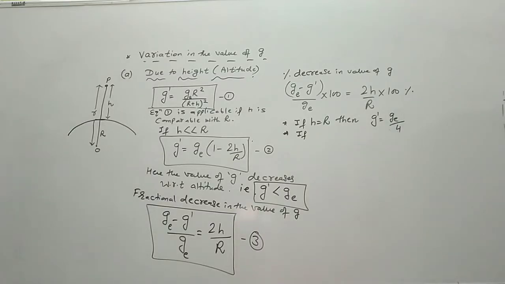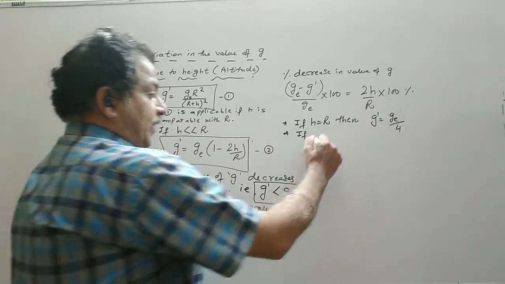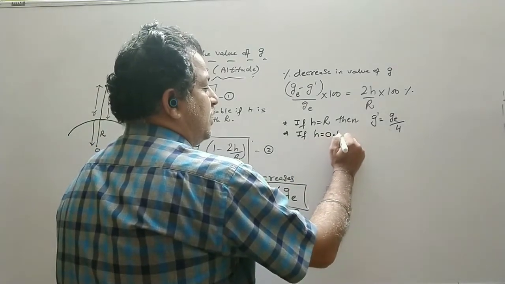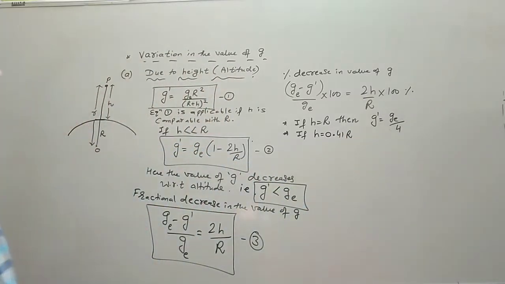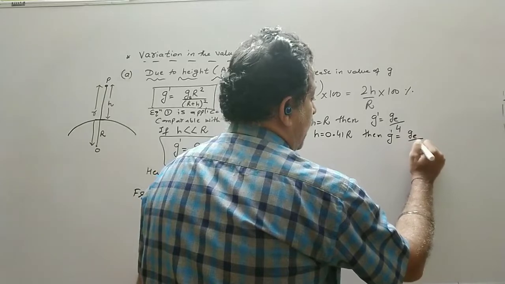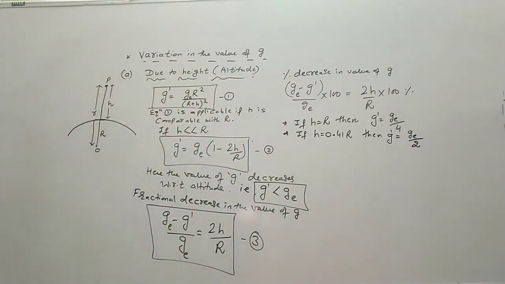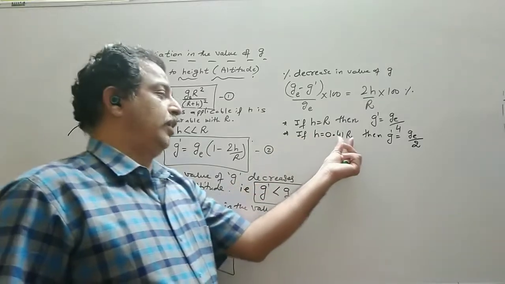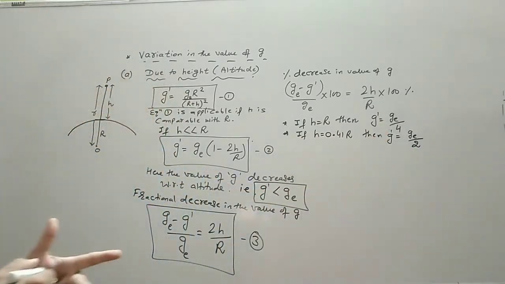Now there is sometimes a question, at what height the value of gravity becomes half. So if I take the value of gravity on the surface of the earth to be 10, at what height the value becomes 5. So the result is, at h is equal to 0.4 r or 0.41 r, the new value of g becomes exactly half. So if I take the value 9.8, at this height, that is 0.41 r, the value becomes half of the present value.